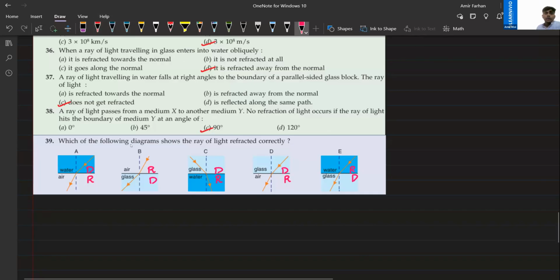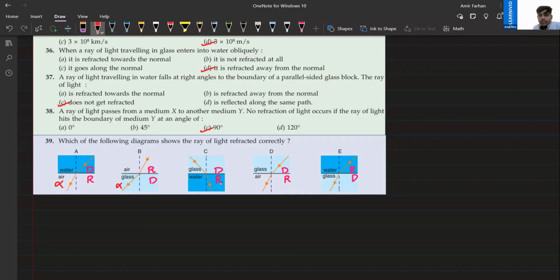Okay, now let's check it out. Light is going from denser to rarer. So how should the light ray behave? Away from the normal or towards the normal? Away from. So here you can see light is going towards the normal. That means this is the wrong diagram. Next one, rarer to denser. Where should the light ray move? Towards, right? So it is going away. So that one is also wrong.